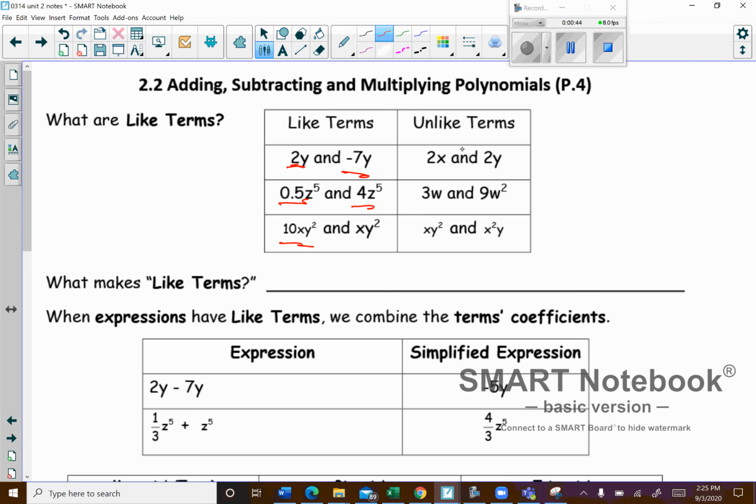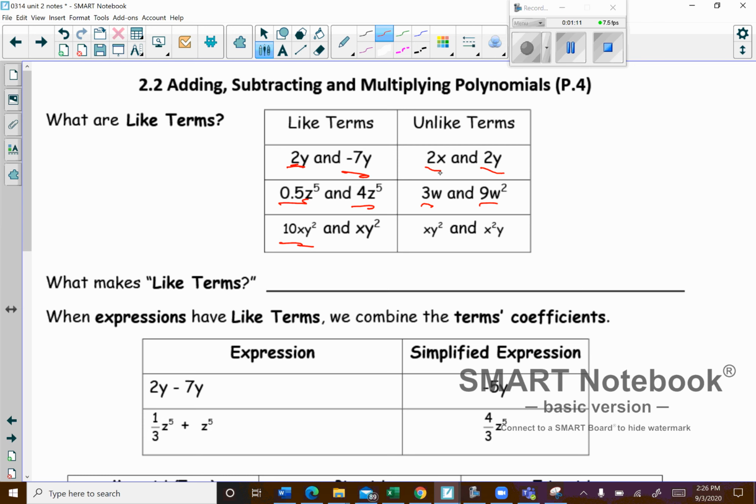Here's some examples of unlike terms. So we've got 2x and then 2y. We've got a 3w, but then we have a 9w to the power of 2. Then we have xy squared, and then we have the x squared, and then just the y. So what is consistent here? What makes the like terms? What makes them unlike terms? Well, let's focus on what makes them like terms.